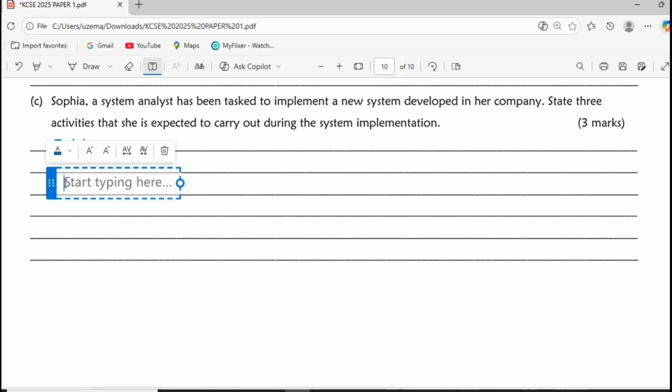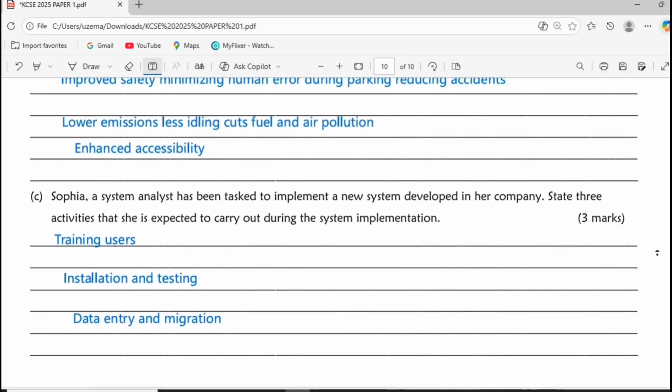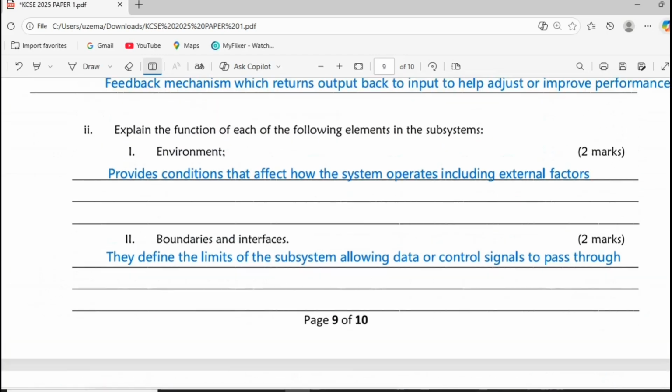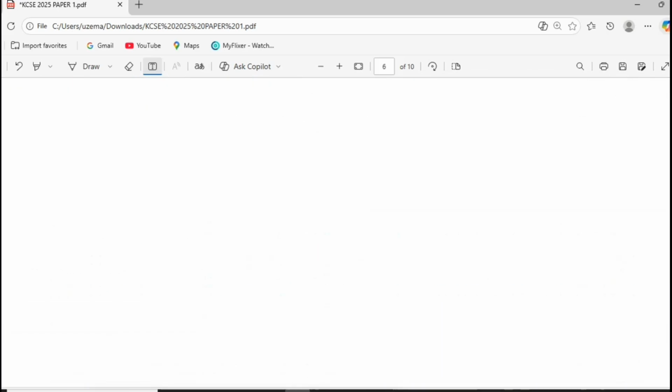2, training of the users of that system is another task Sophia will be required to do. Also, Sophia will be required to install the system. Installing and testing go hand in hand, along with training the users, and also data migration, exporting the data from the old system to the new system. Those are some of the activities that Sophia will undertake during system implementation, and that marks the end of section B. Thank you very much.